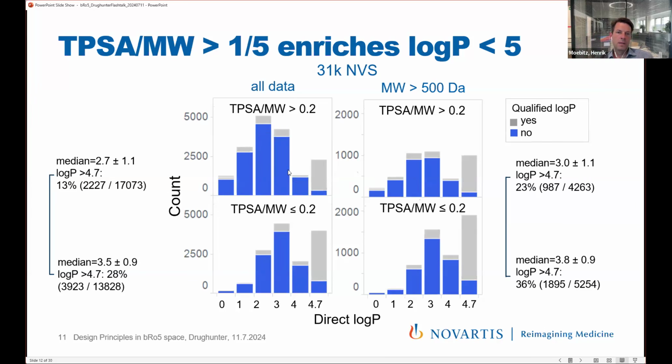And you can see that the lower leg of the compounds, those with less than 0.2, is almost a log unit more lipophilic, and the portion of highly lipophilic compounds increases by 2. And this trend is also found for beyond rule of 5 compounds. So it seems to indicate that this very simple TPSA by molecular weight greater than 0.2 enriches for low lipophilicity.